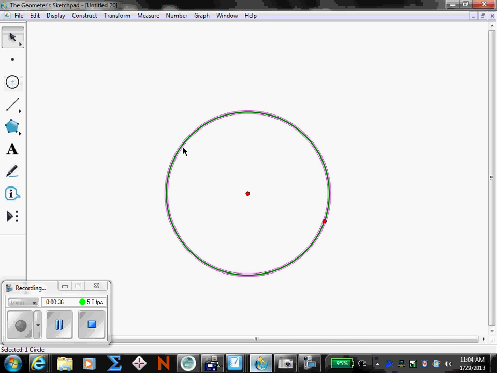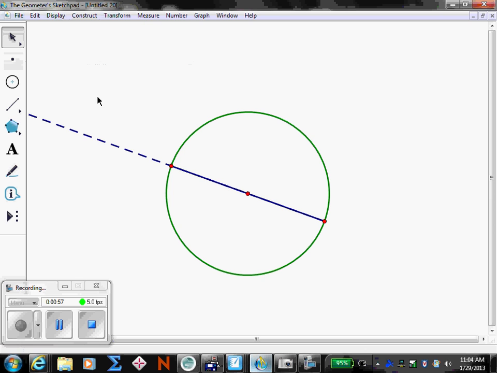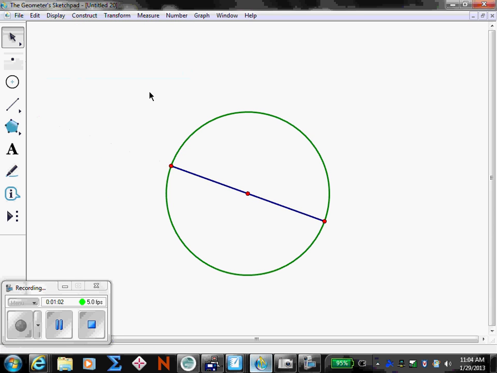and then construct a diameter. So I'm going to highlight the point on the circle first, and then I am going to construct a ray, and then highlight the other intersection point, and then construct a segment so that I have just a diameter, and then I'll hide the ray. Okay, so there is my diameter of my circle.